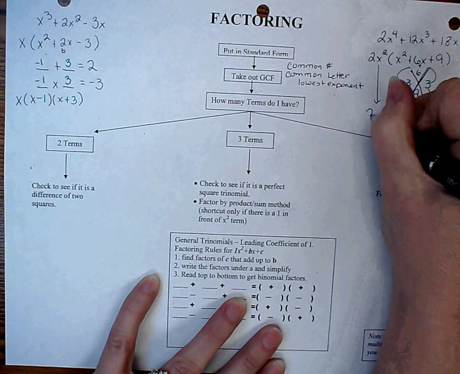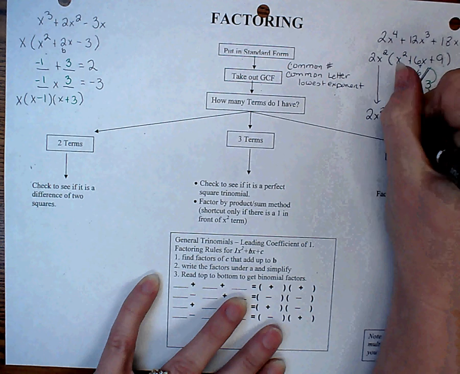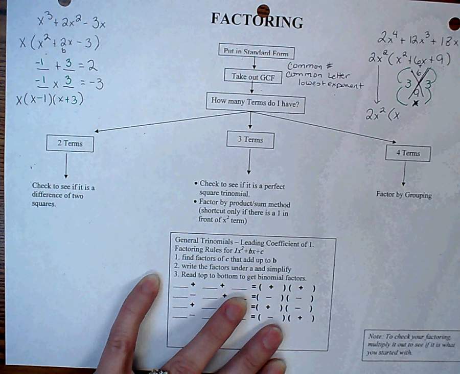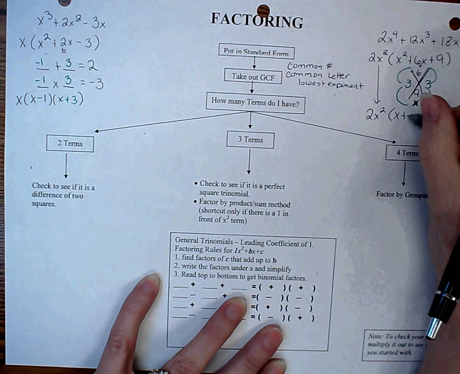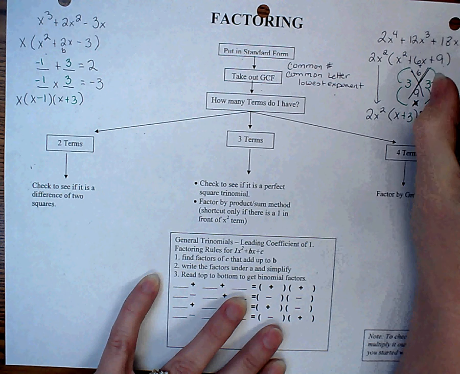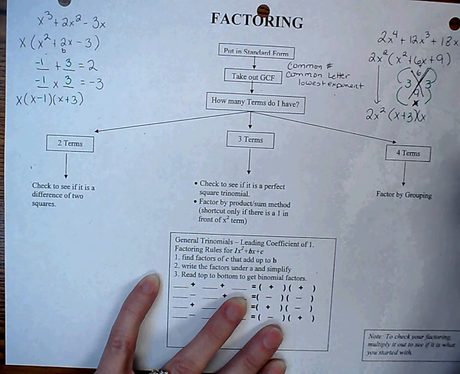So this is 2x squared. Then I have x plus 3 and x plus 3 again.